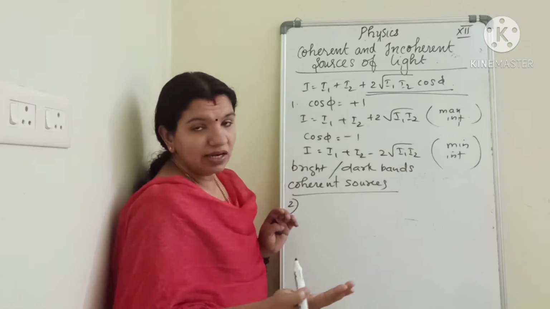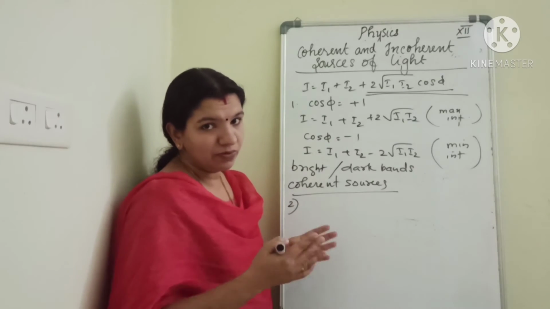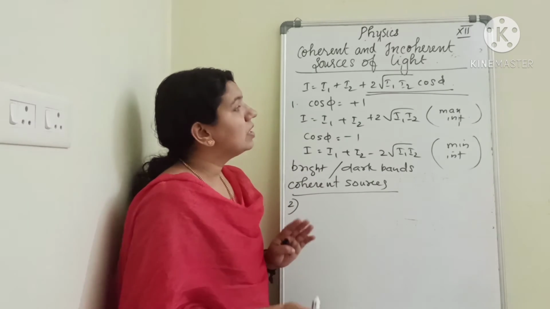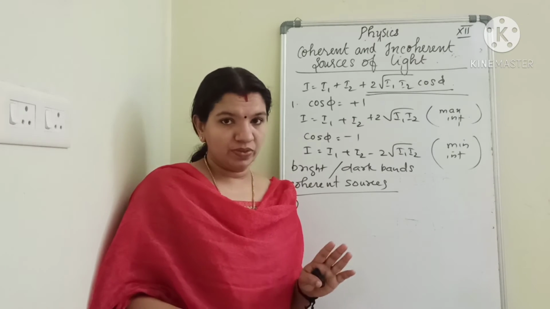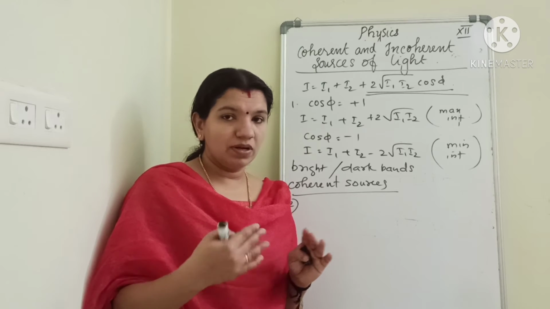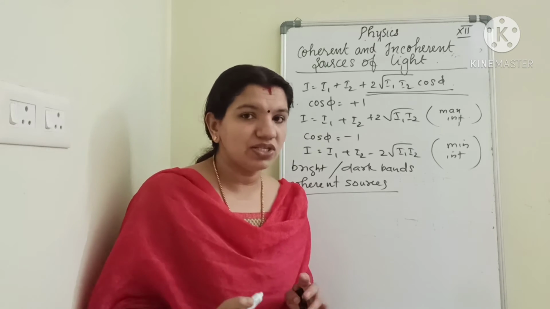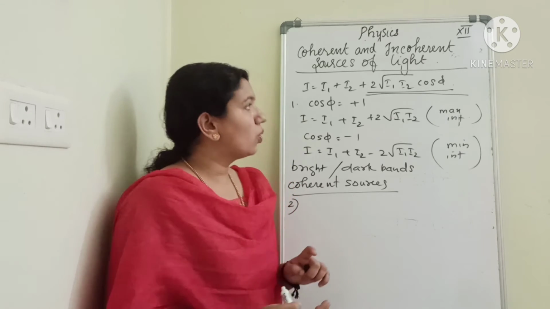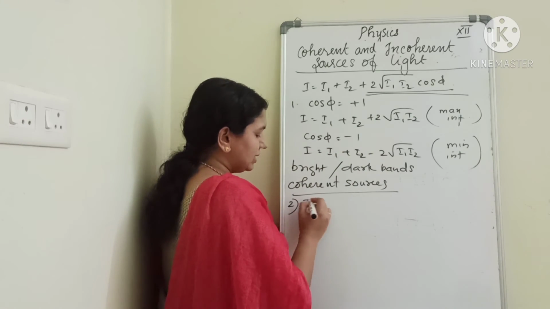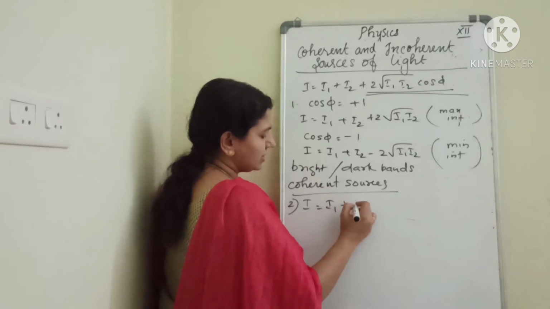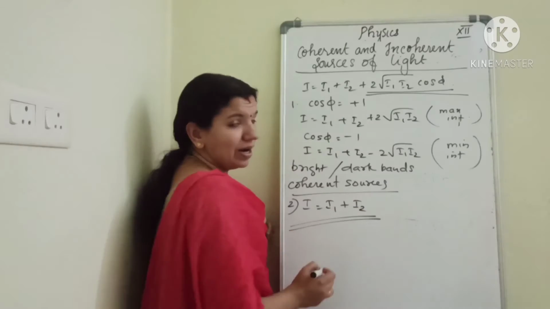In between it can vary from negative to positive values. The average value of cos phi is taken to be 0. That is, alternate maximum and minimum values are coming, so the average value turns out to be 0. So this term will be 0. So what is the net value? That is, I is equal to I1 plus I2.